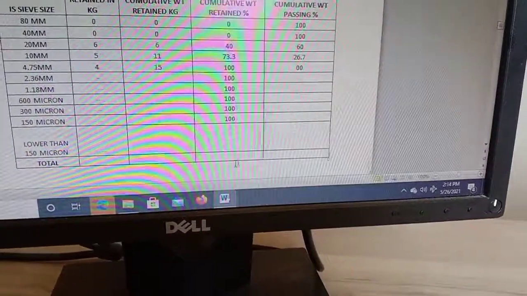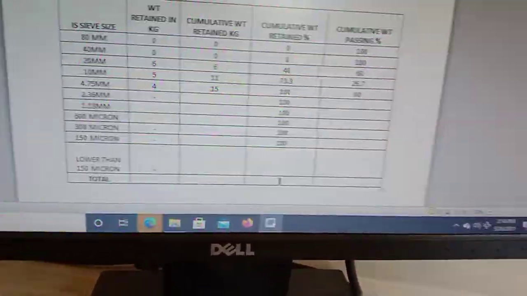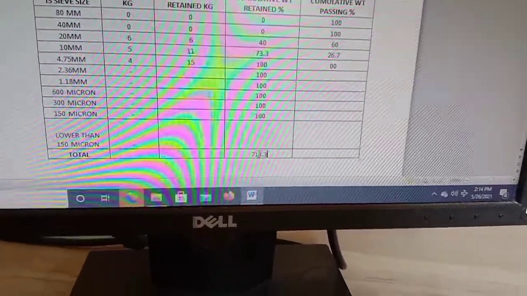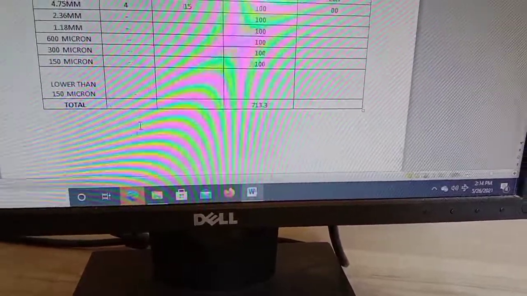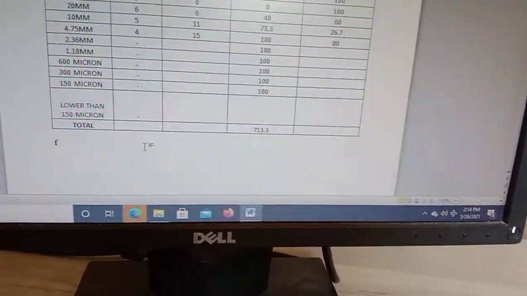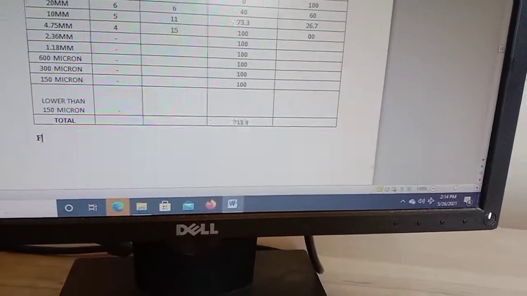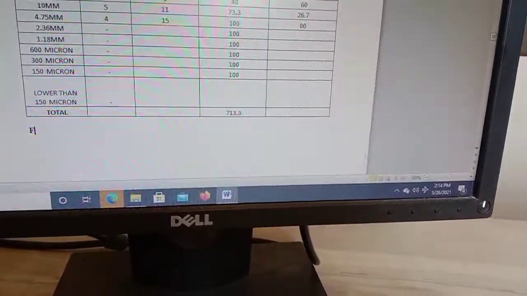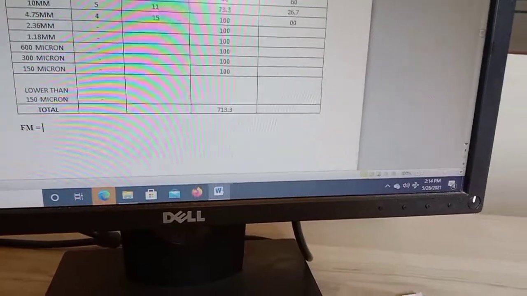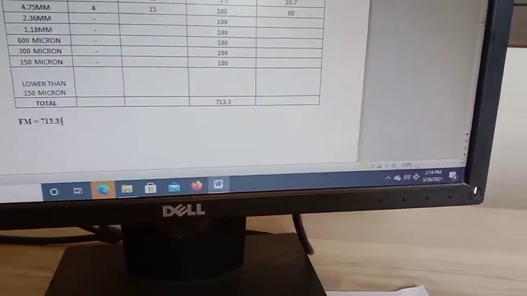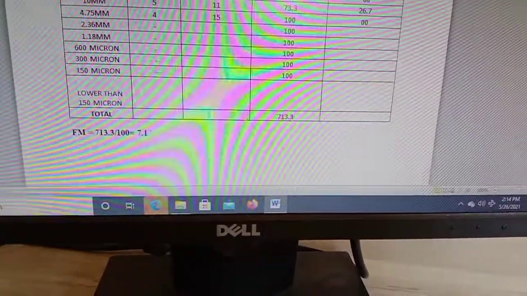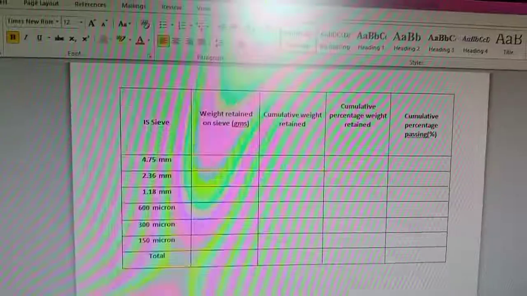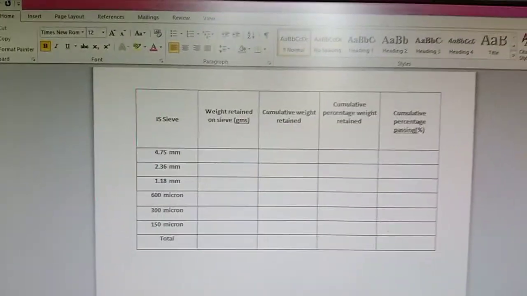Total will become 713.3. So as per definition, fineness modulus will be the cumulative percentage retained, that is 713.3, divided by 100. So in this case it comes out to be 7.133. Now the fineness modulus of coarse aggregate was 7.133.